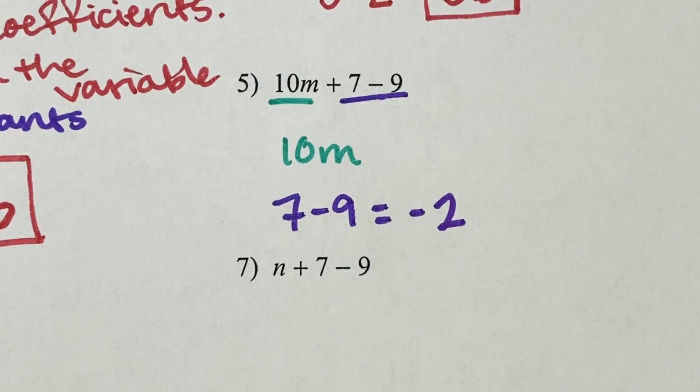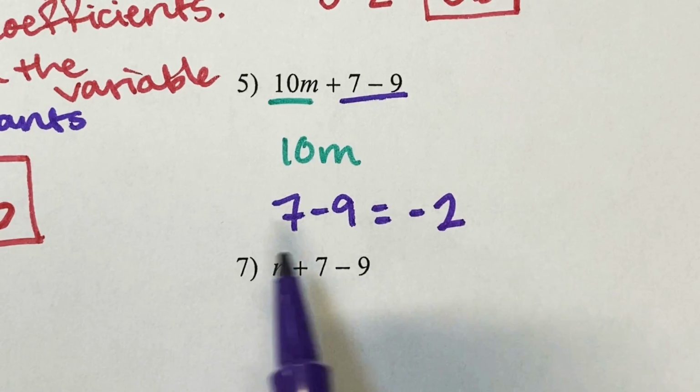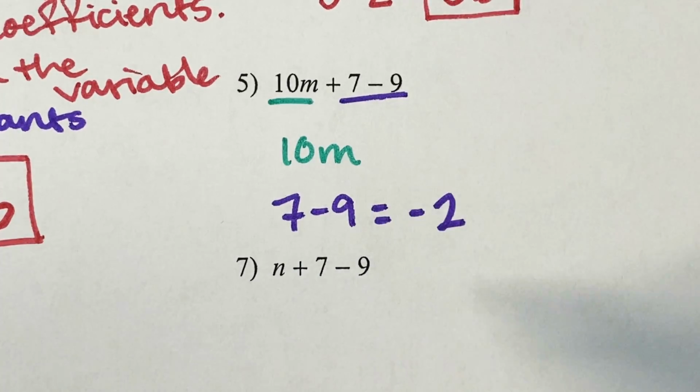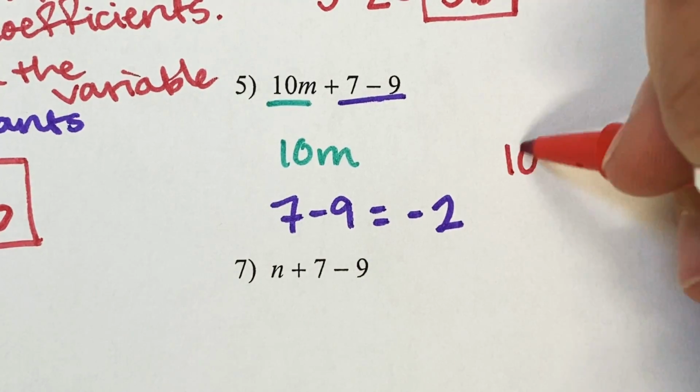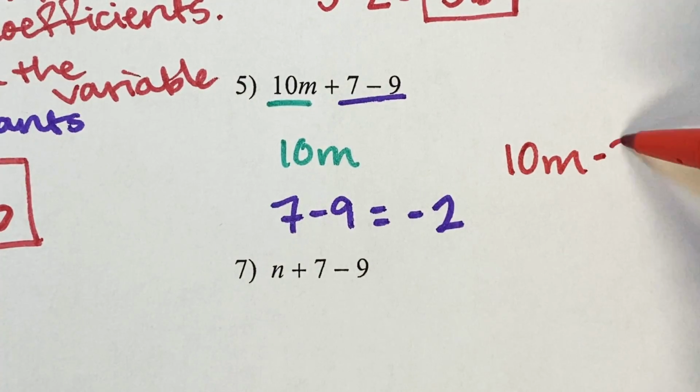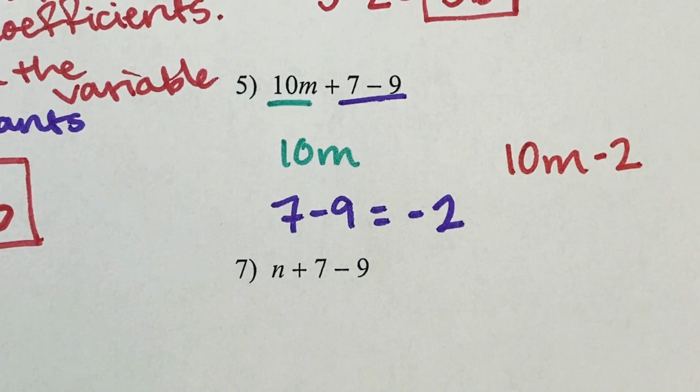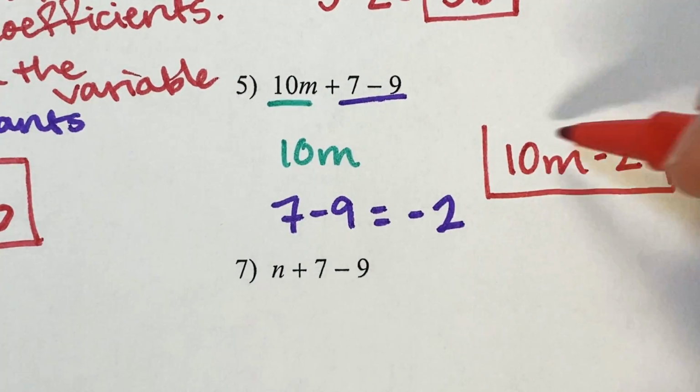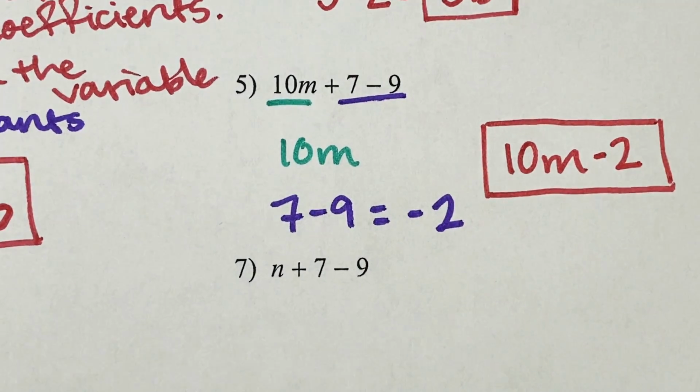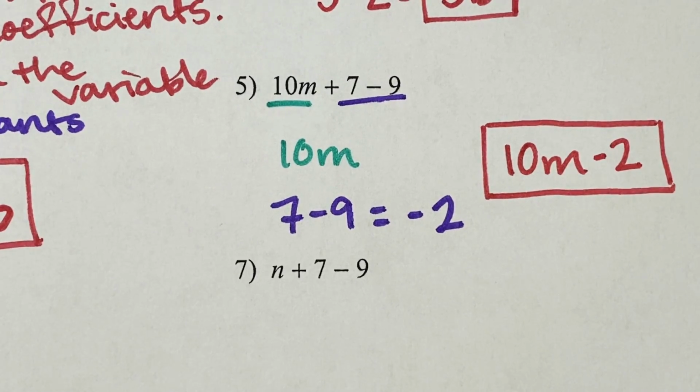Negative 2. Okay, 7 minus 9, we're taking away more than we have, negative 2. So now our simplified answer, let's put them together. Okay, 10m minus 2. They're not like terms because one has a variable and one does not. So that is our simplified answer.